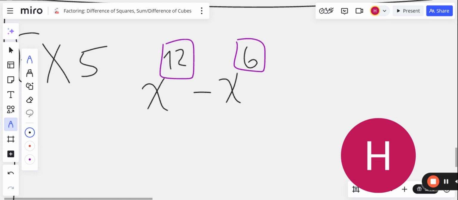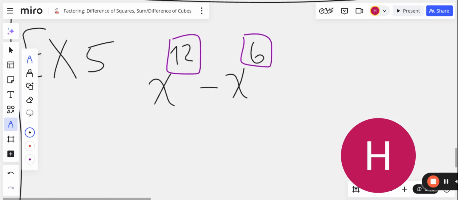You could also see this as a difference of cubes, which is not obvious, but let's just go with the difference of squares route for now. So if this is a difference of squares, that means this is my a squared, and this is my b squared. Therefore, my a is what? Try and think about, what is my a? If x to the 12 is a squared, what is my a? Then my a has to be half of that power, x to the 6th.